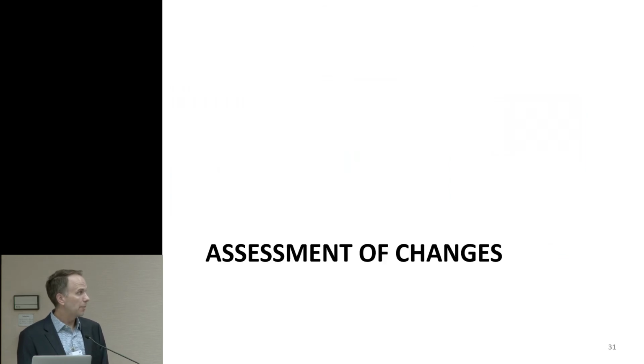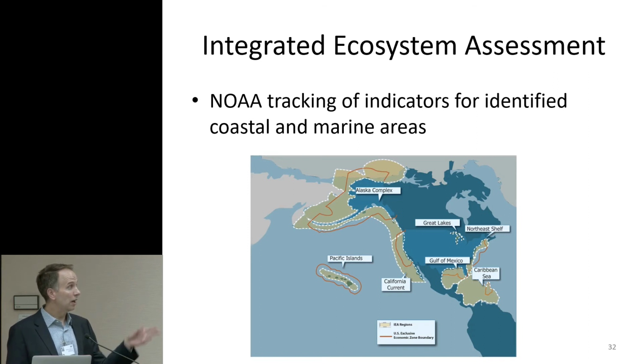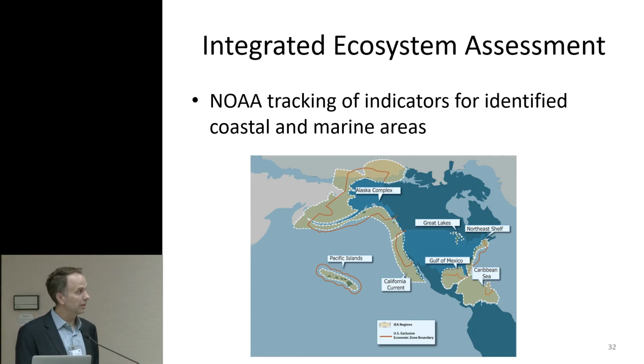So to wrap up here in the last piece, I just wanted to talk about some of the assessments that are ongoing. We have these systems that are changing, and what we'd like to know is in what way these systems are changing. Well, NOAA has set up an integrated ecosystem assessment approach for several areas around the United States. I know that some folks have mentioned others that are going on globally. The Pacific Islands, California Current, Gulf of Mexico, off the Northeast Shelf, Great Lakes, and Alaska, right?